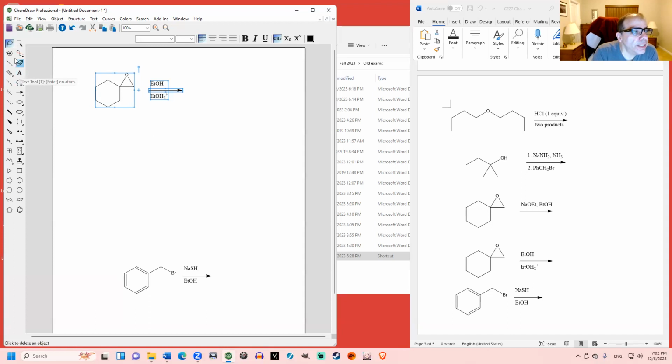The next one is ring opening of an epoxide under acidic conditions. And the way you know it's acidic is because there's an acid present. It's the conjugate acid of ethanol. This could also be written as EtOH and H2SO4. The H2SO4 is a strong acid and will protonate a few molecules of the ethanol and give the conjugate acid of the ethanol. So that could be written either way.